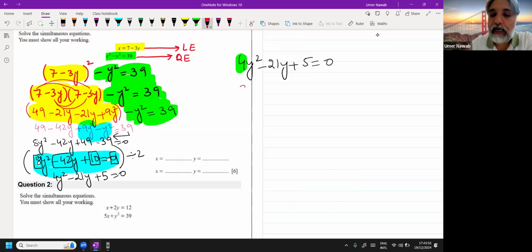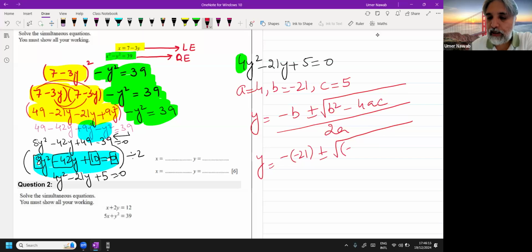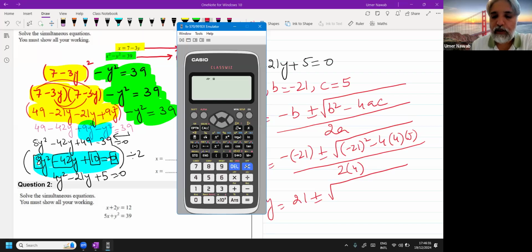Now, I'm writing a equals 4, b equals negative 21, and c equals 5. The quadratic formula is y equals negative b plus minus square root of b squared minus 4ac, whole over 2a. Now I'm going to plug in here: minus minus 21 plus minus square root of b squared, which is negative 21 whole squared, minus 4a, which is 4, and c is 5, whole divided by 2 times 4. So y equals 21 plus minus, you just open your calculators and write the full expression.